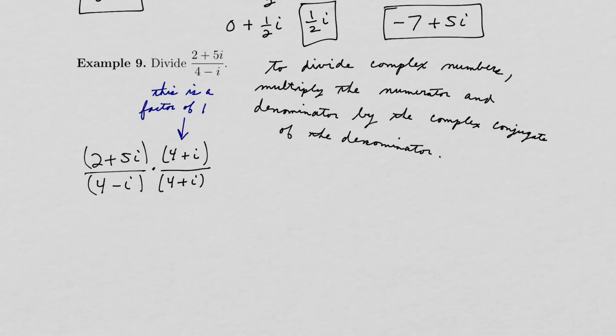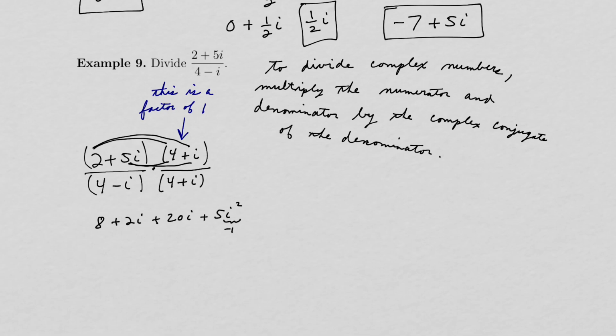So to multiply the numerator, I need to do FOIL, right? So 2 times 4 is 8. 2 times i is plus 2i. Then the inner, I have 5i times 4 is 20i. And then 5i times i is plus 5i squared. Remember that i squared is negative 1.